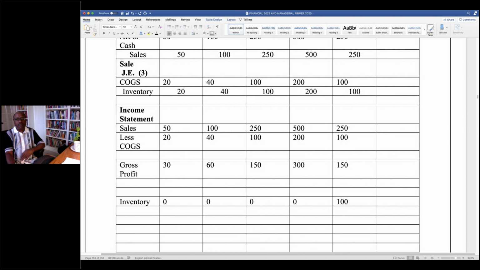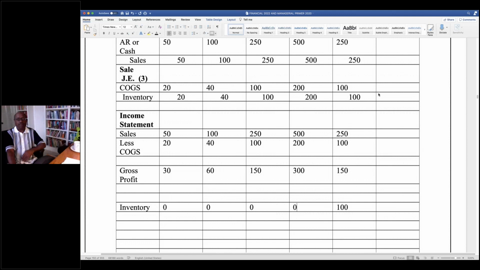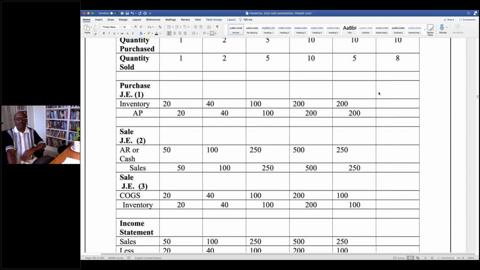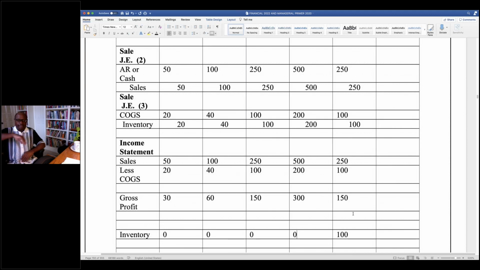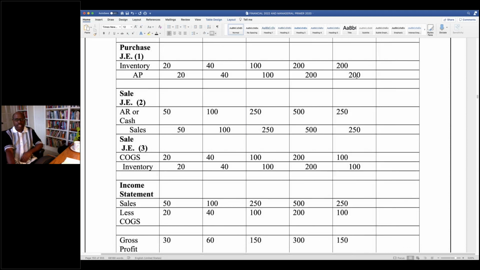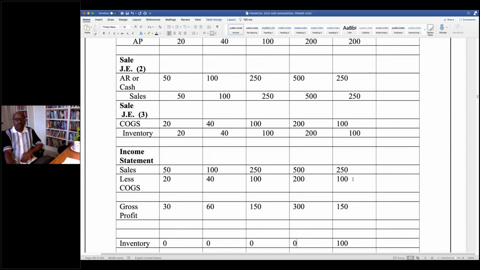Wait, so Professor, the inventory is 100 because you're taking it from the sale journal entry? I was kind of confused because I was wondering where you got the 100 from, but I see it now. We bought 200, we sold 100, so 100 is left. That's a good point. So the cost of goods sold is not the 200 we paid. It's only the 100 for the ones we sold.